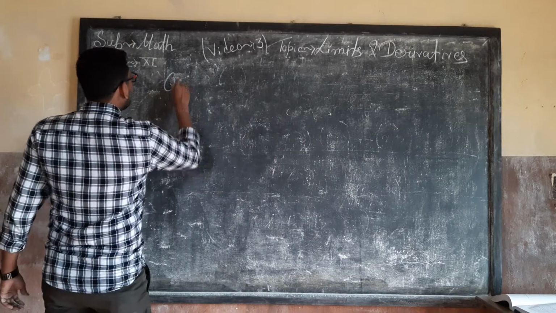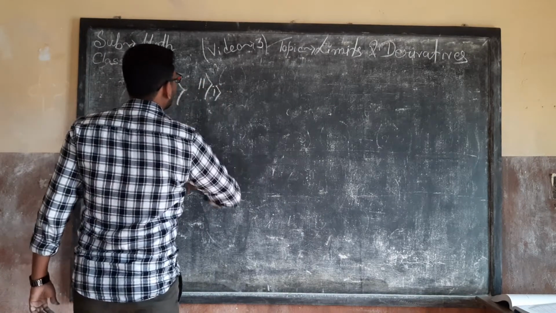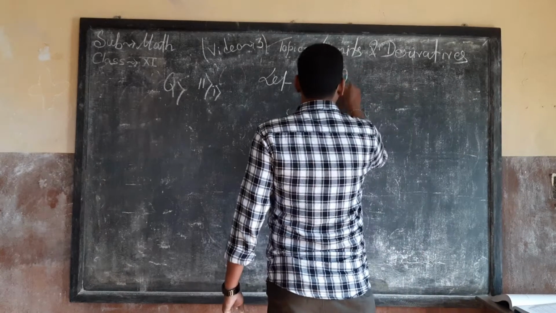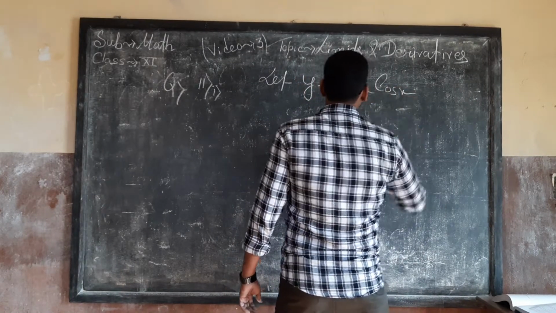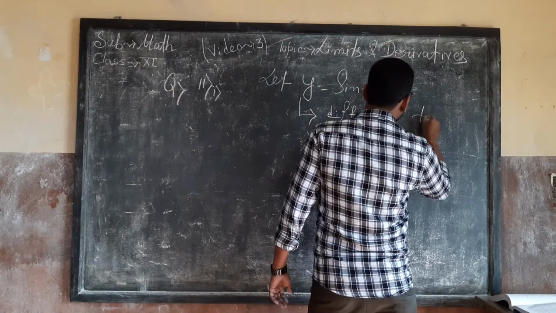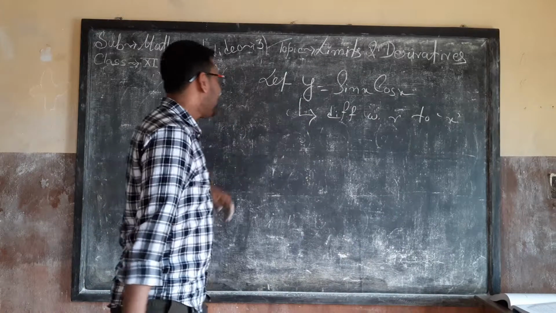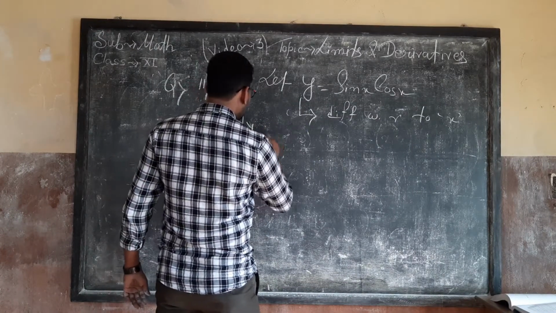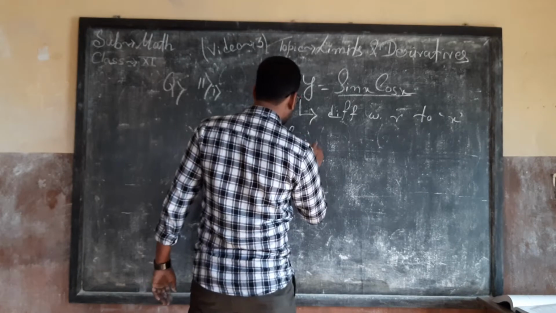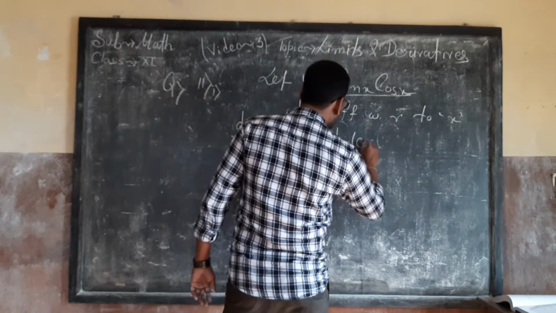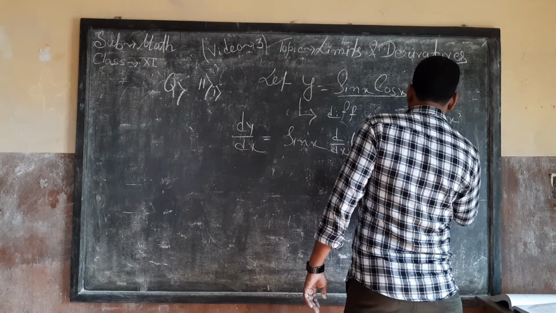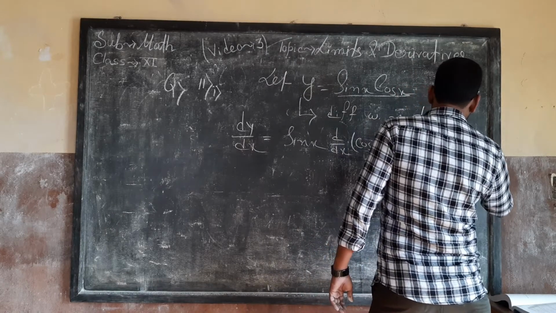Next, 11.1. Let y be equal to the given function, sin x into cos x. After performing the derivative, differentiating with respect to x, dy/dx is equal to, apply the product rule. That means sin x times the derivative of cos x, plus cos x times the derivative of sin x.